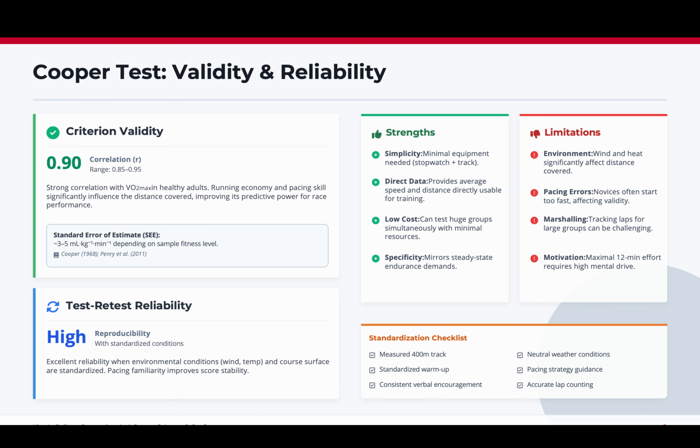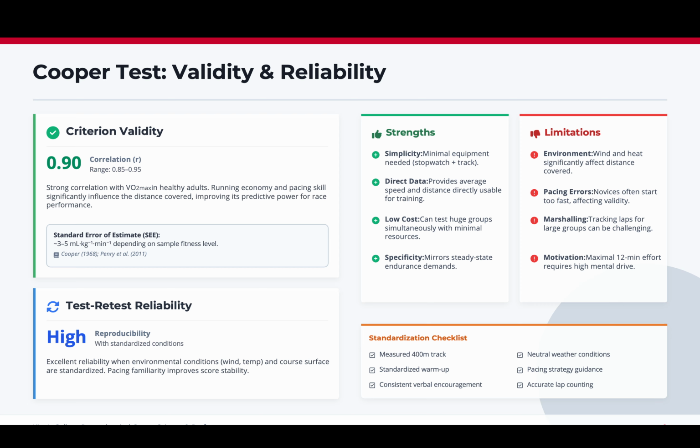The validity and reliability: correlations range from 0.85 to 0.95, a strong correlation with VO2 max in healthy adults. Running economy and pacing skills significantly influence the distance covered, improving its predictive power for race performance. Basically, the standard error of estimate is 3 to 5 milliliters per kilogram per minute, depending on the sample's fitness level.